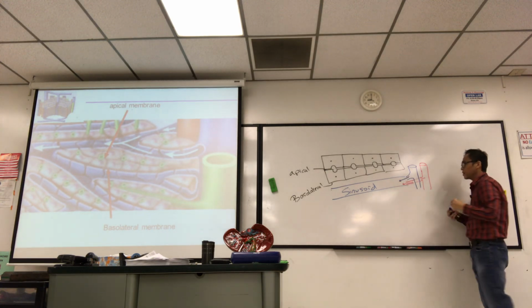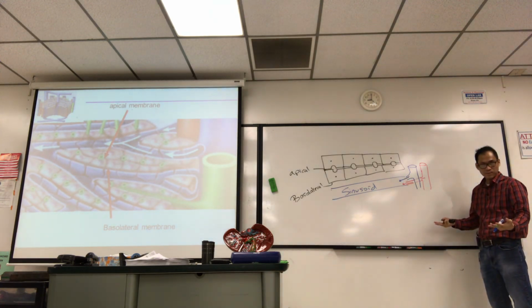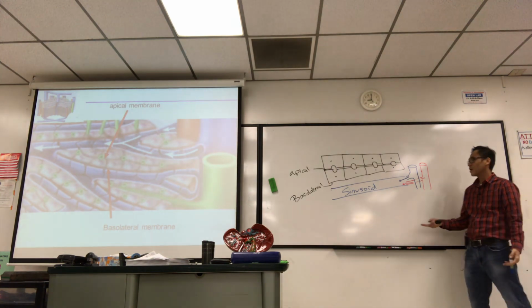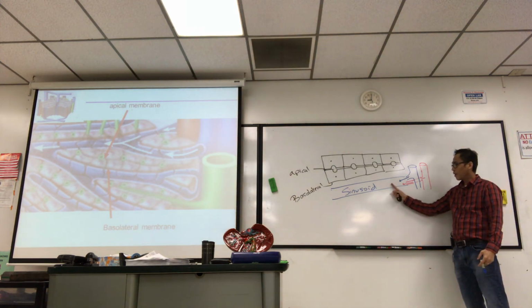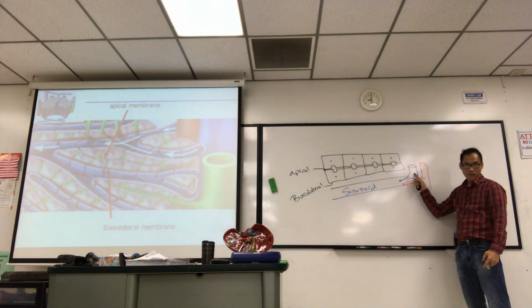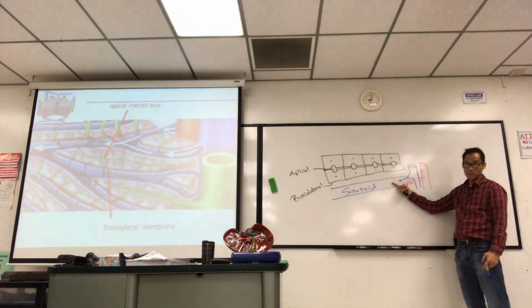The sinusoid is the name of the blood vessel. It's a blood vessel, like a capillary. And it's carrying the blood from the branch of the portal vein and the branch of the hepatic artery. So it's a mix of that nutrient-laden blood and oxygen-rich blood. Okay?